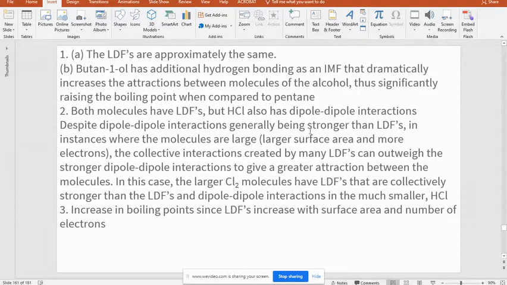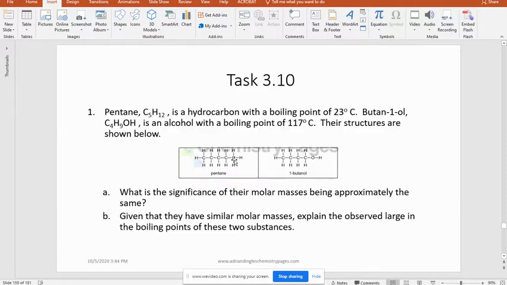All right, so the first one: the LDFs were approximately the same, but the IMFs that dramatically increase the attractions between the molecules of the alcohol are going to come into play. When we look at this one, because this oxygen has lone pairs of electrons and a hydrogen is attached, we're going to have hydrogen bonding here. Because of that, that's going to dramatically increase the boiling point of the butanol versus the pentane.